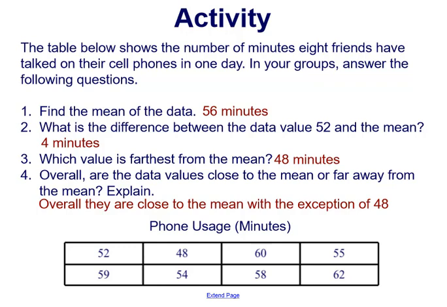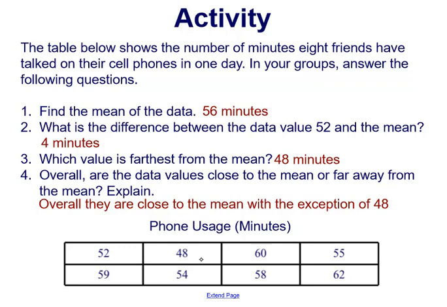And then overall, what can we say? Are the data values close to the mean or far away from the mean? Well, if the mean is 56, you have data values of 52. That's only 4 minutes away. 59 is only 3 minutes. 54 is only 2 minutes. Now, you do have 48.